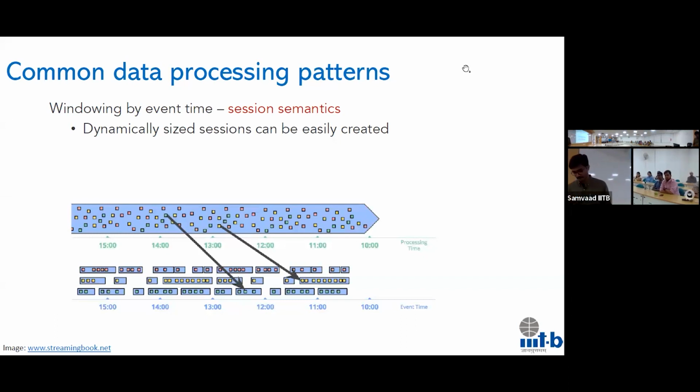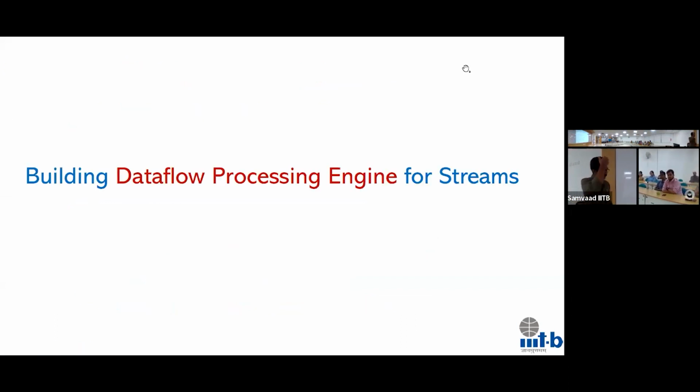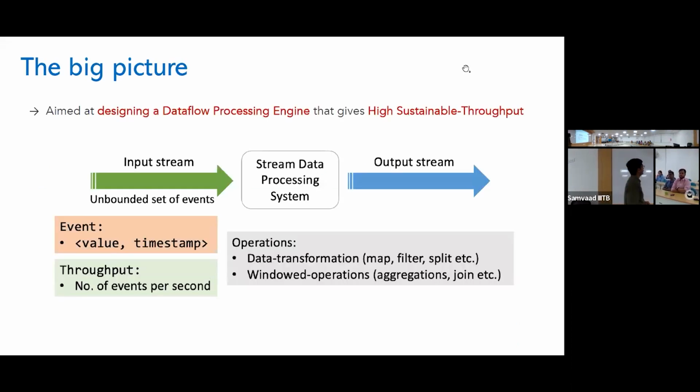Yeah. So in my research, I was focusing on building something known as a data flow processing engine for streams. So let's see why that is important. This is the big picture, and we were aiming at designing, like I said, a data flow processing engine that gives something known as high sustainable throughput. The word high sustainable throughput has something to do with low latency. That's what we wanted, and also throughput. So we'll see why that is important.